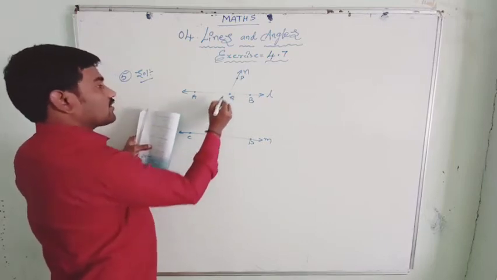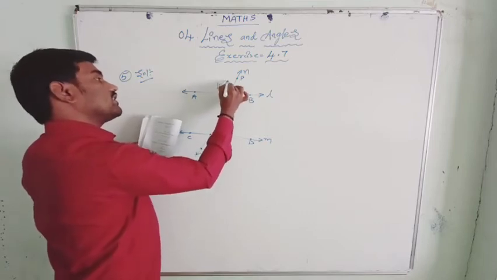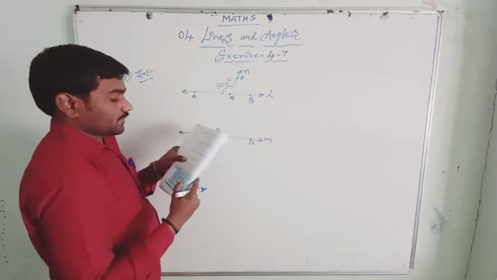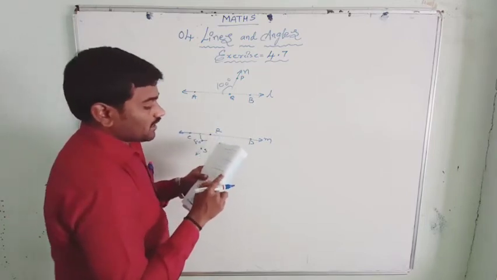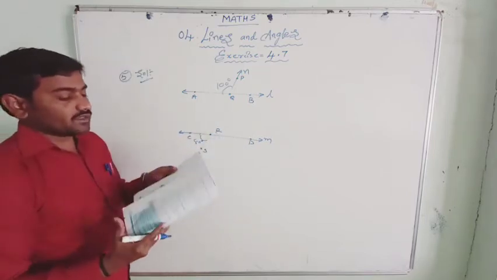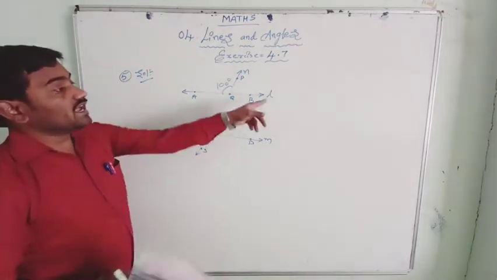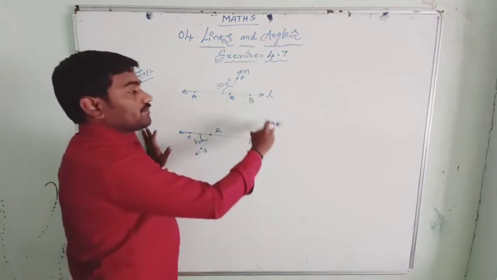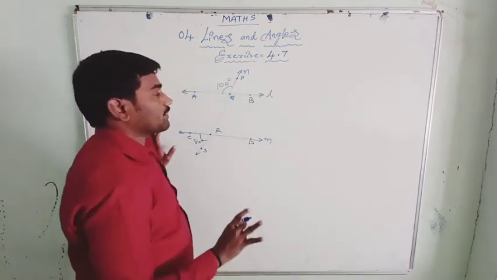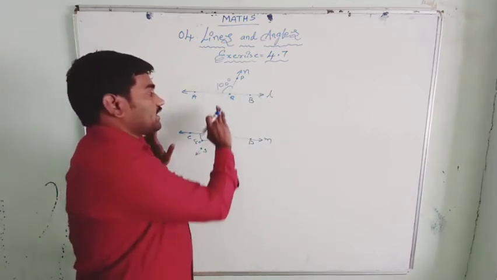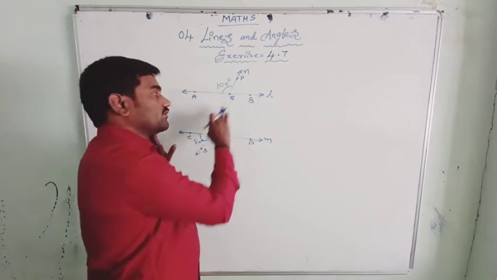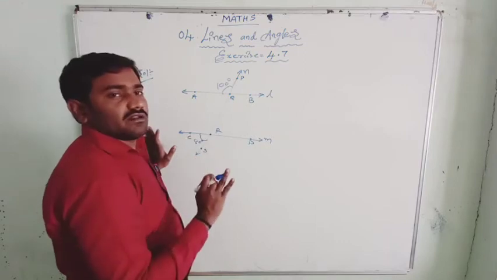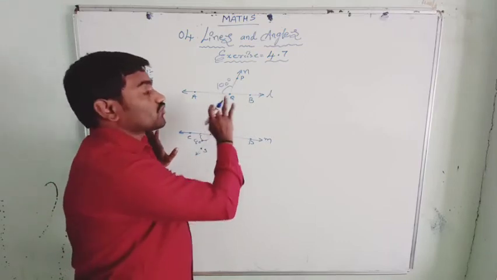So in this they have given only two angles, that is here 100 degrees and here it is 80 degrees. The question asks whether L and M are parallel or not. To prove that L and M are parallel, we have to show that either alternate interior angles are equal, or alternate exterior angles are equal, or corresponding angles are equal. Any one of these conditions we have to prove.